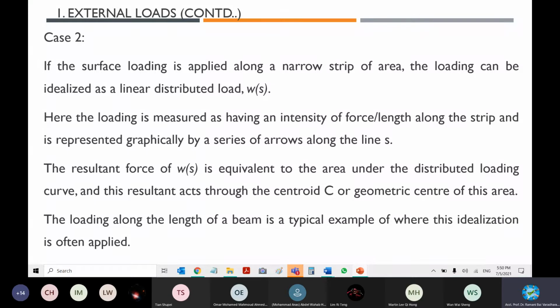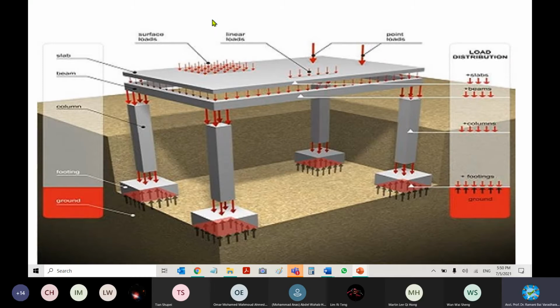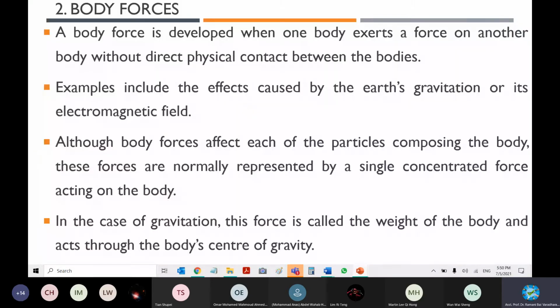If it is per running meter, I will explain this part later on, how you calculate the load for a UDL for a beam when we do the calculation. For now, understand that for this type of structure, it will be acting at the center. We quantify it later on, right? Next type. So far we are talking about the external load, superimposed load.